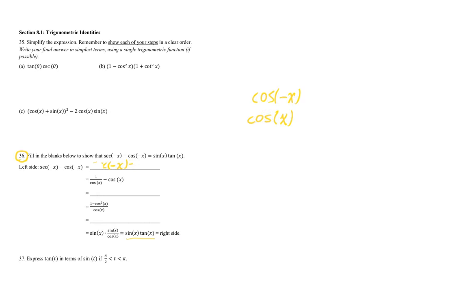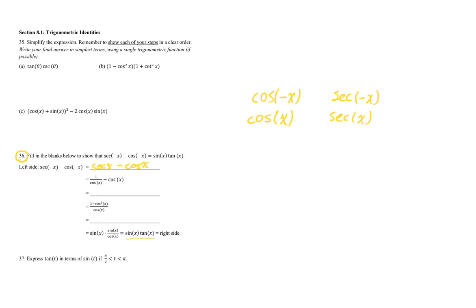Hold on, what about the secant? It's the same thing, because secant is 1 over cosine. So if this rule applies to cosine, it'll also apply to secant. So secant of negative x is just secant of x. So now we have it simplified to secant x minus cosine x. They did the next step. They changed the secant into 1 over cosine x.